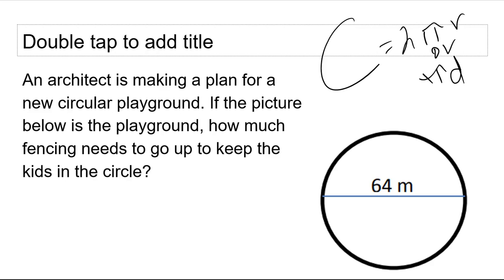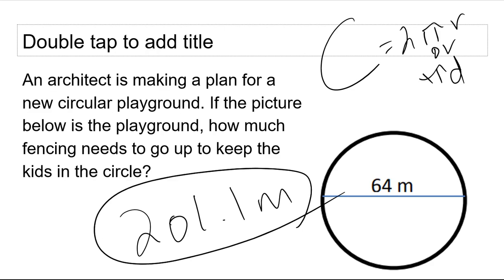So all I have to do is take 64. Now, if they're asking for a word problem, you're not going to give me 64 pi. That doesn't tell me anything. So you have to give me 201.1 meters. That's what the answer is.